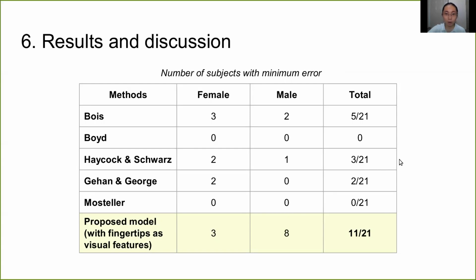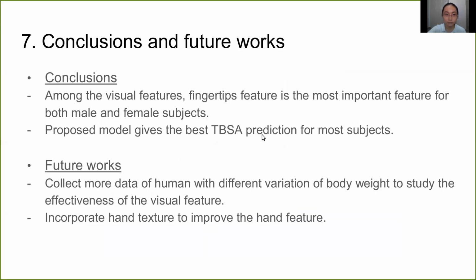However, for the case when our model doesn't perform well, the error is usually quite big compared to, let's say, the other method. This may be due to the limited data that we have. We only have a small number of subjects with BMI that range from 20 to 60. In conclusion, we find that for our dataset, fingertips is the most important visual feature for both female and male subjects. Also, the proposed model gives the best TBSA prediction for most subjects compared to previous work.